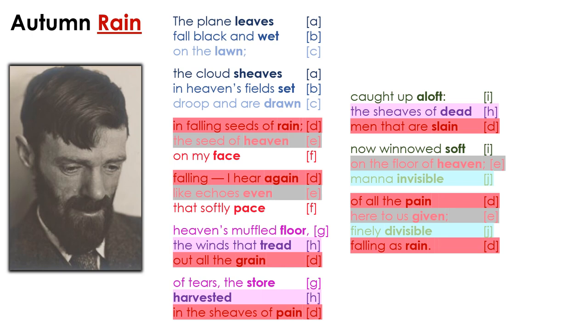In the fifth and the sixth stanzas, verses, again, there's a sort of half shift and half remaining. So it's half the same and it half breaks down. So yes, there's a kind of ABC rhyme, but it's repeated from the first line of the previous two stanzas. So heaven's muffled floor, the winds that tread out all the grain of tears, the store harvested in the sheaves of pain. So G, H, D, G, H, D.